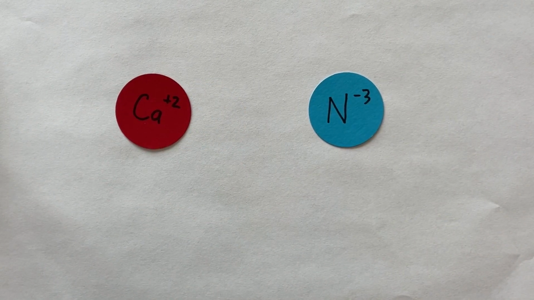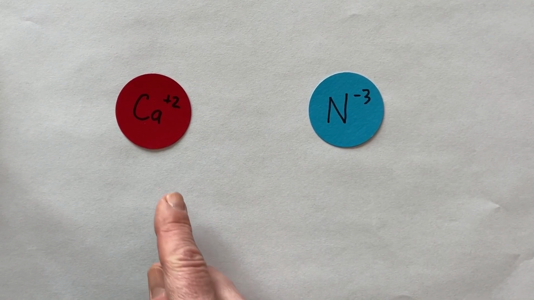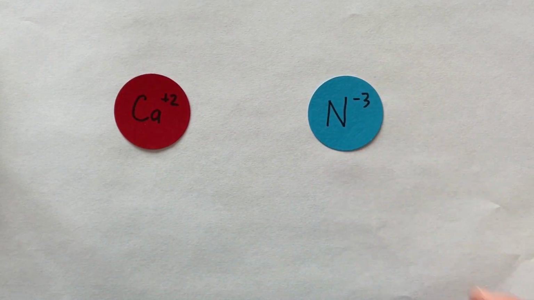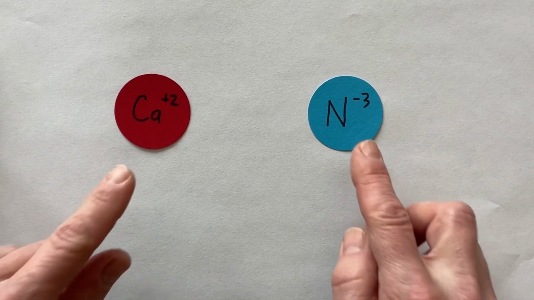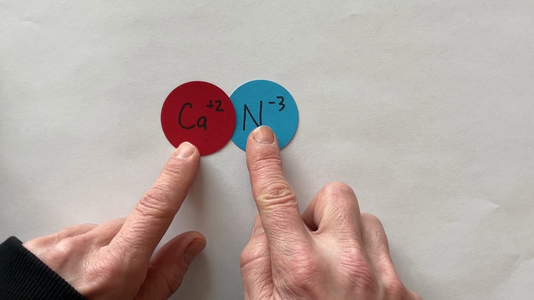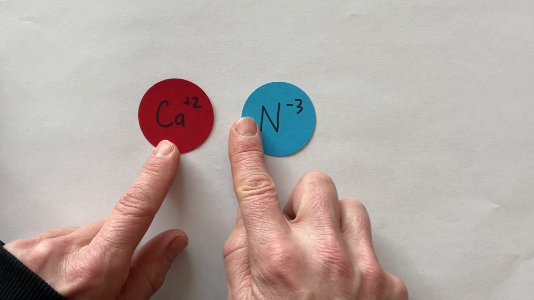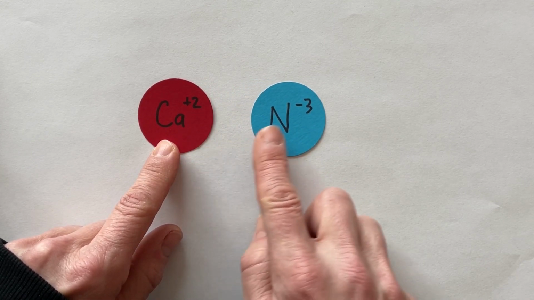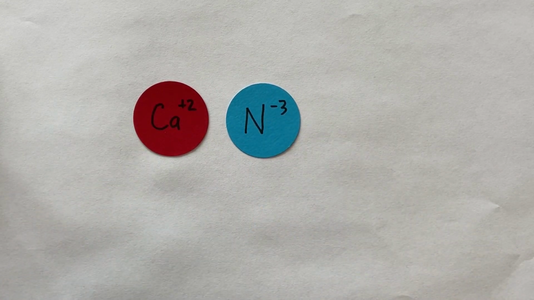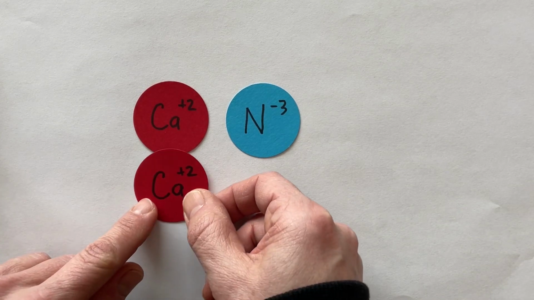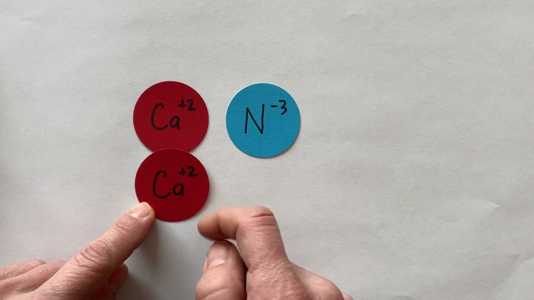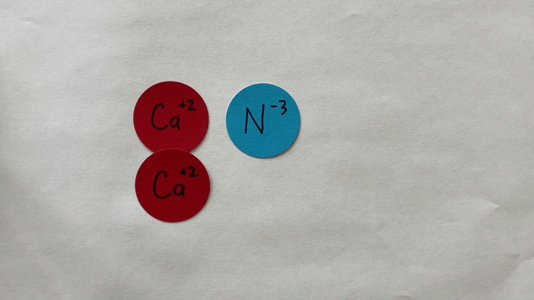For this example, I'm going to combine a calcium ion with a charge of +2 with a nitrogen ion that has a charge of -3. And again, I hope you can see that a +2 and a -3 do not add up to 0. So we will need to keep adding these ions until we have an overall compound that adds up to 0. So I will add another calcium. Now I have a +4 being balanced by a -3. This does not add up to 0, so I will keep adding.